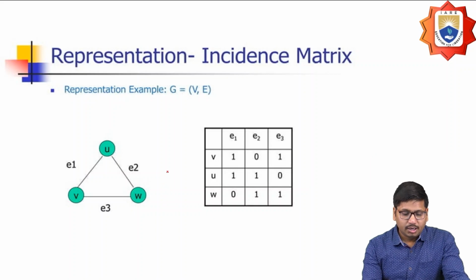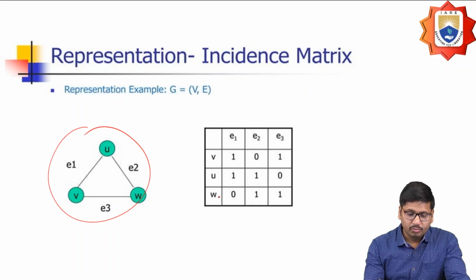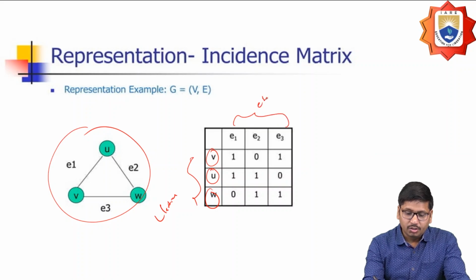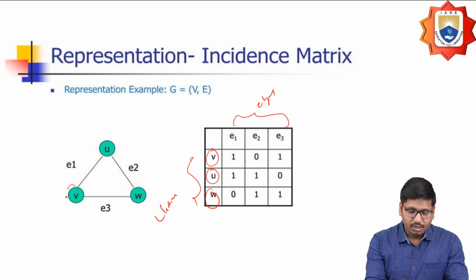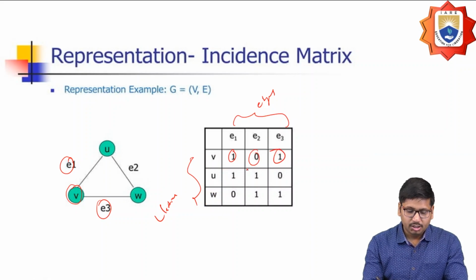So let us consider a graph here. The incidence matrix is mapped along the vertices and edges. What are the vertices? We have U, V, W. All these are the vertices, and E1, E2, E3 are the edges here. So how can I mark these zeros and ones? For vertex V, I have edges E1 and E3, so those entries should be 1, and then 0. Since no other edge is incident on V, that entry should be 0.